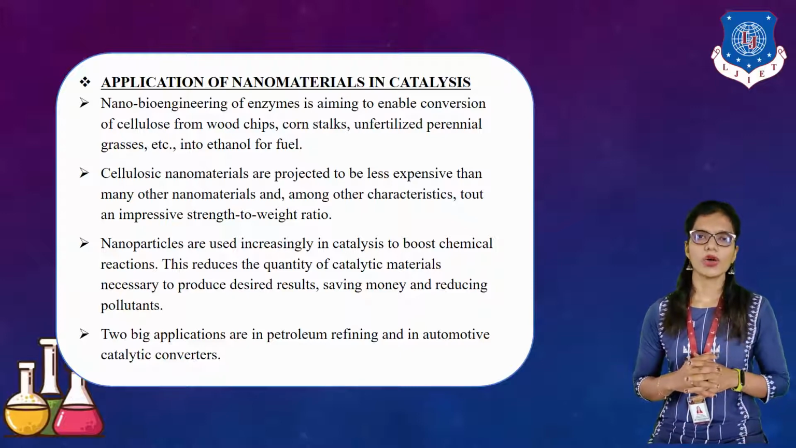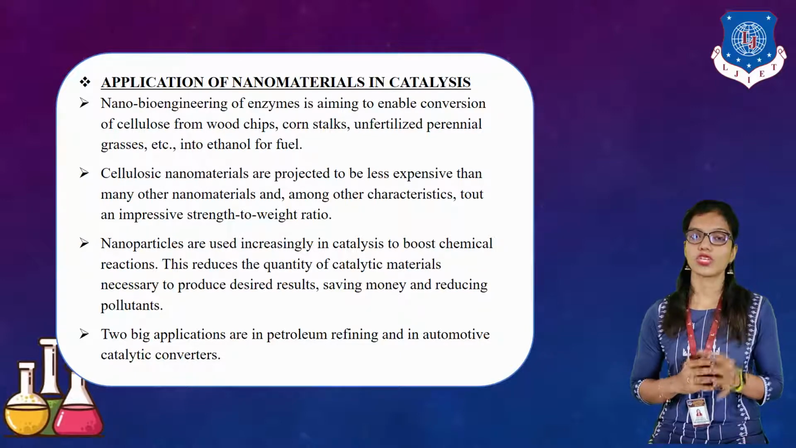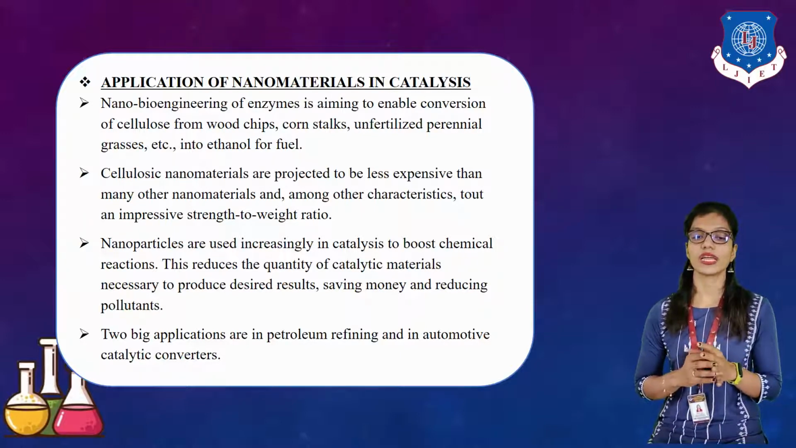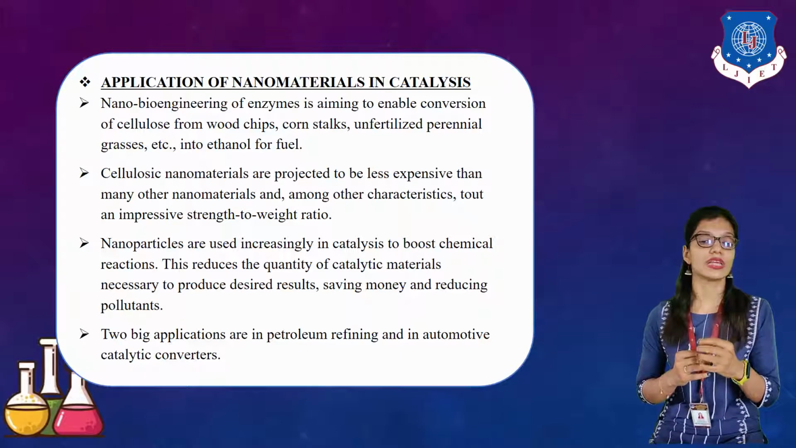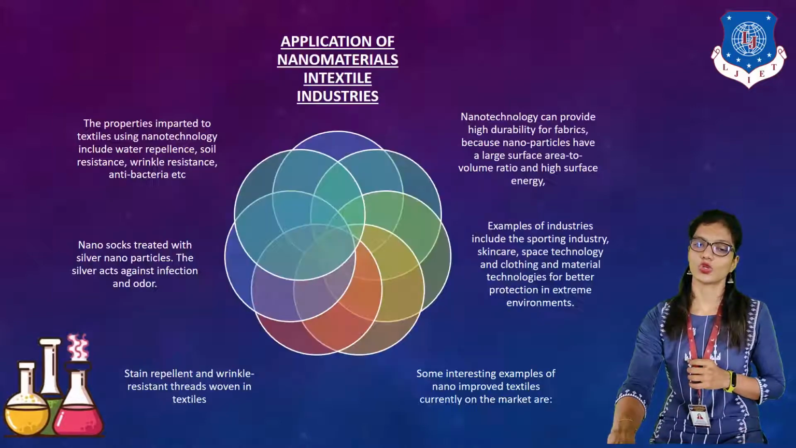Okay. So, nano-bioengineering of enzymes enables conversion of cellulose from wood chips, corn stalks or unfertilized perennial grasses into ethanol for fuel. So what we have to understand is that cellulosic nanomaterials are projected to be less expensive than many other nanomaterials. So here they are used increasingly in catalysis to boost certain chemical reactions. It gives us very good results as compared to the conventional one. It saves money, it reduces the pollution also.